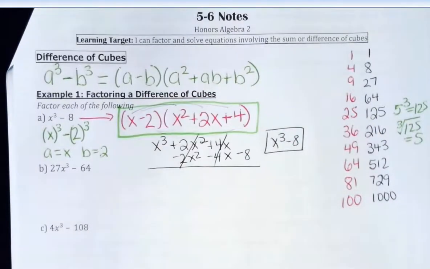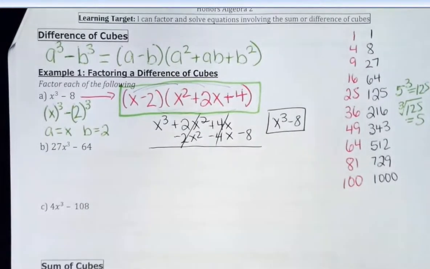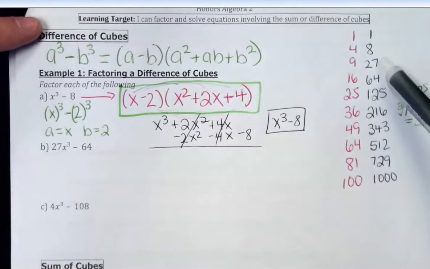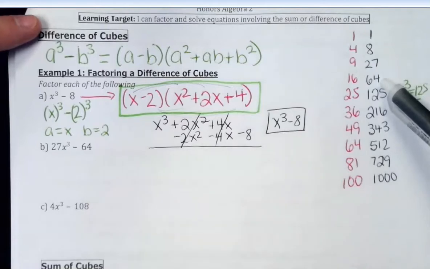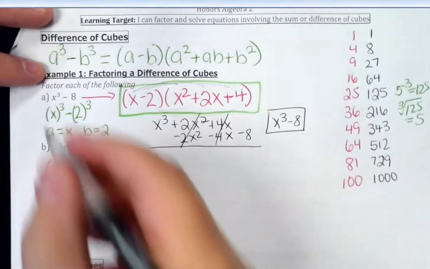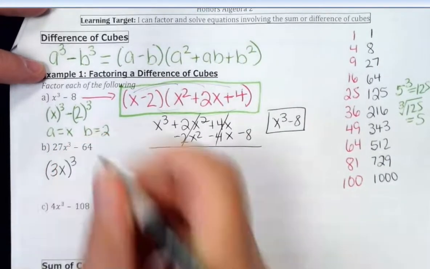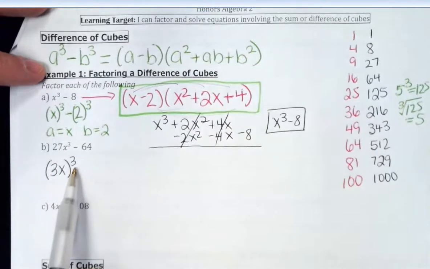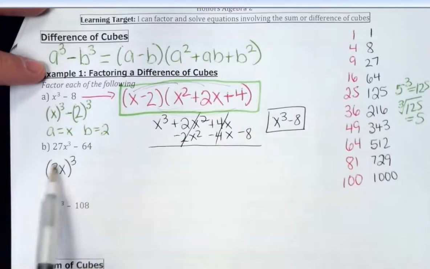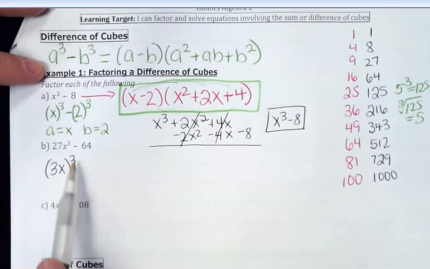So let's try another. If you guys are looking at that list, you see 27 on there. You also see 64. So this first term says 27x to the third. So I'm going to rewrite this real quick as (3x) to the third. Now, in this situation, you can distribute the exponent. You don't have any adding or subtracting inside here. So 3 to the third power would give me back 27. x to the third power gives me back x to the third power.